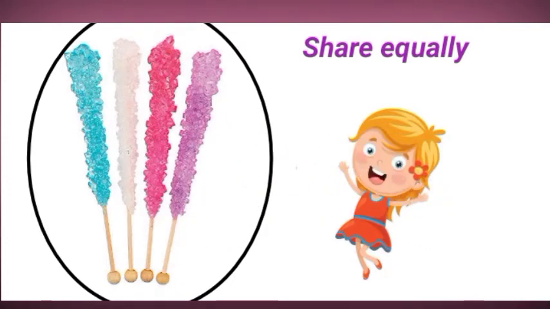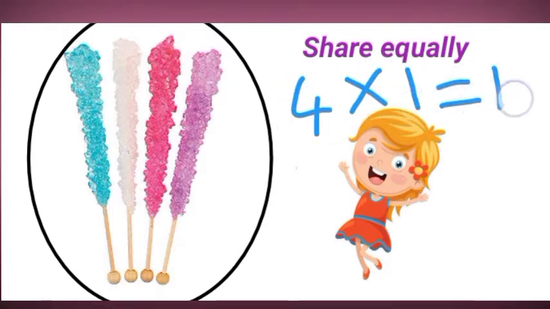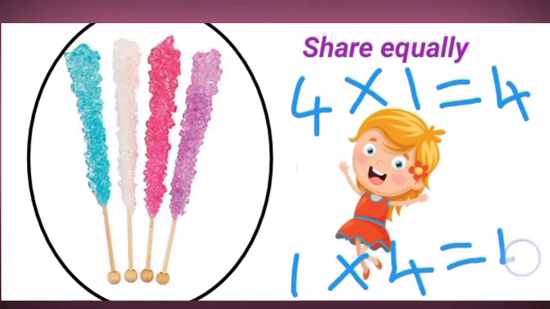How can we write the factor? 4 multiplied by 1 is equal to 4. Or we can write, one kid gets 4 candies. So that is 4.